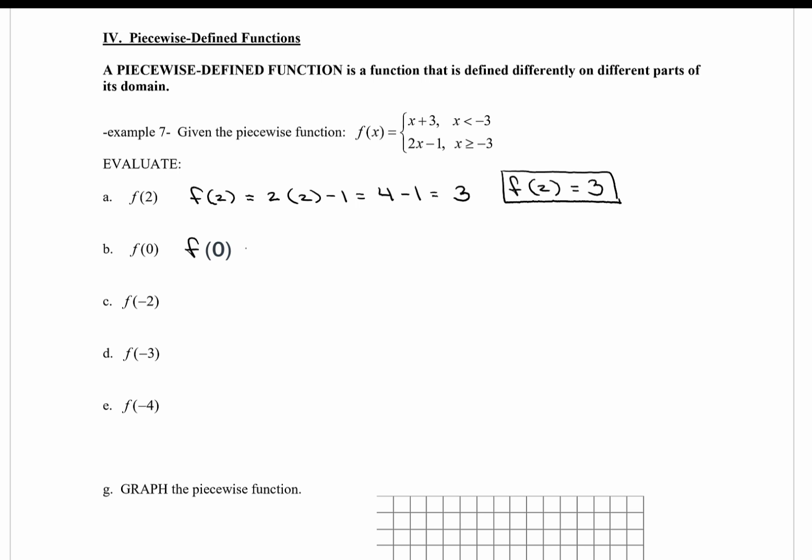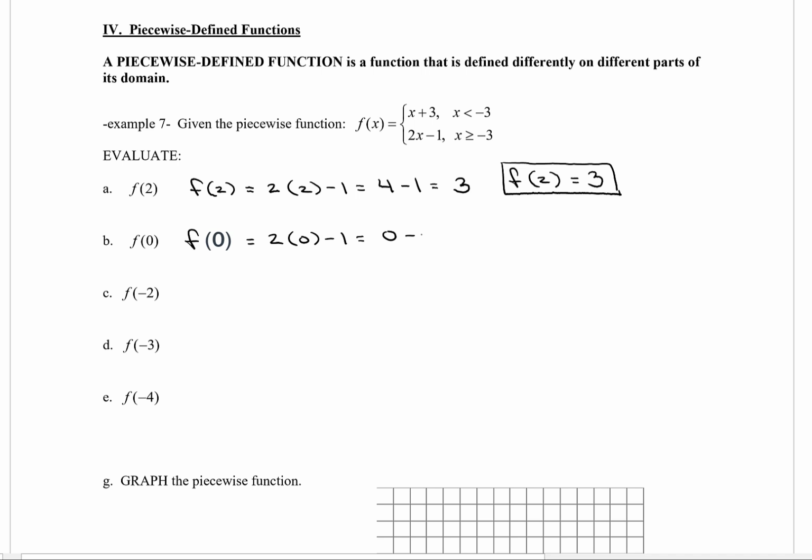B. F of 0 equals 2 times 0 minus 1, which is equal to 0 minus 1, which equals negative 1. So f of 0 equals negative 1. And I'm going to box that in. And I'm using the exact same piece from before because 0 is greater than or equal to negative 3.